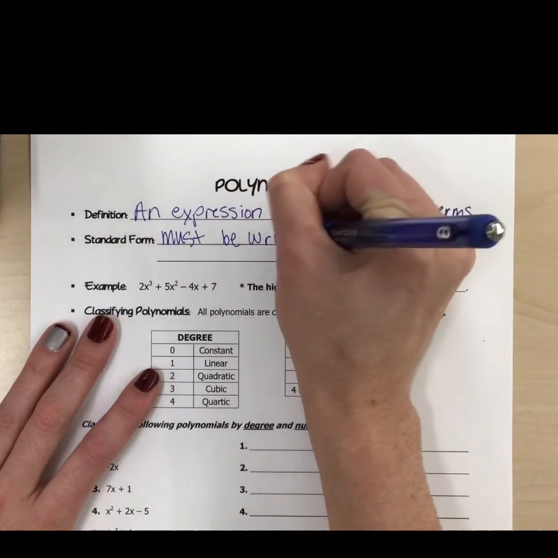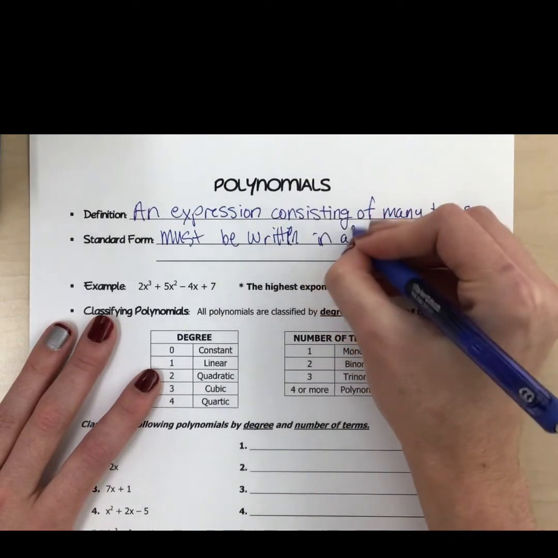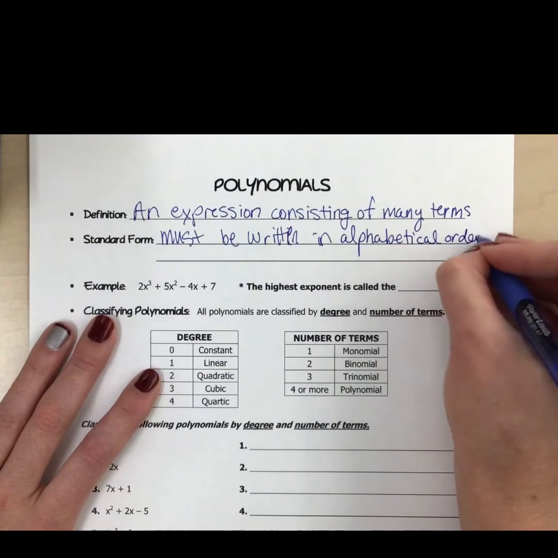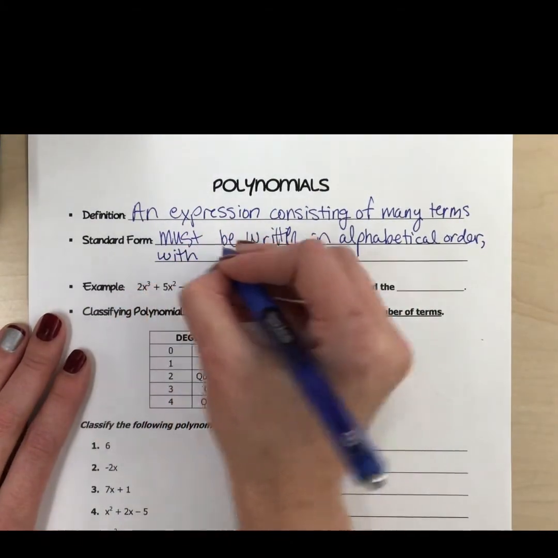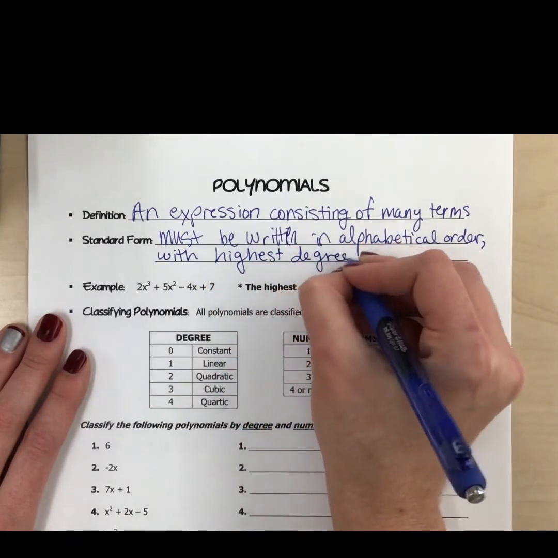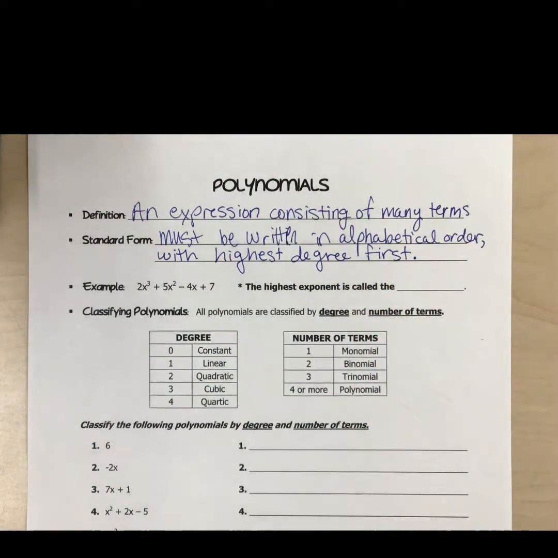written in alphabetical order. But they also have to have the highest degree first. Well, we all know what alphabetical order means. That means we're following that A, B, C. So a lot of times we might see this with X and Y. Knowing that X comes before Y in the alphabet, we'll want to list our X's before anything else.